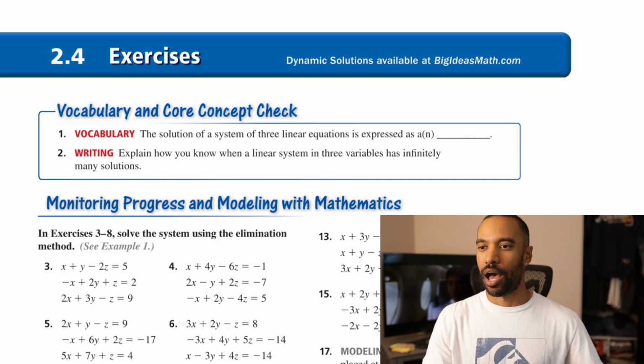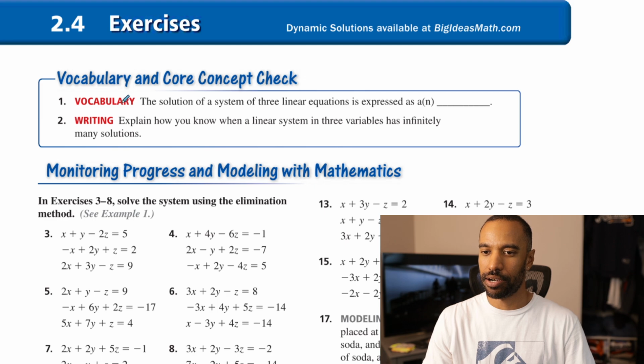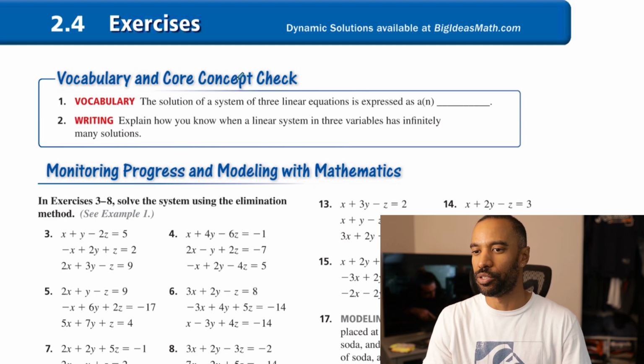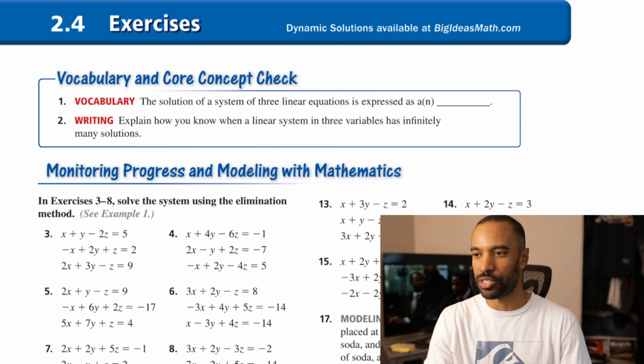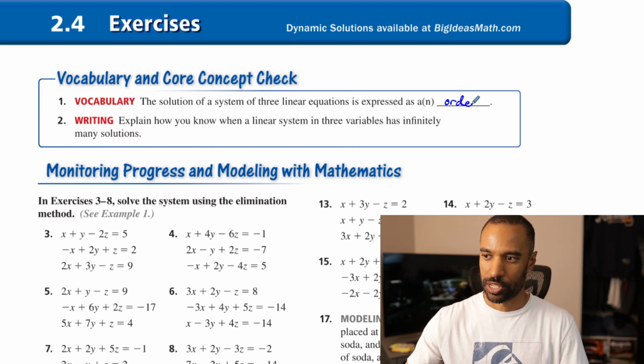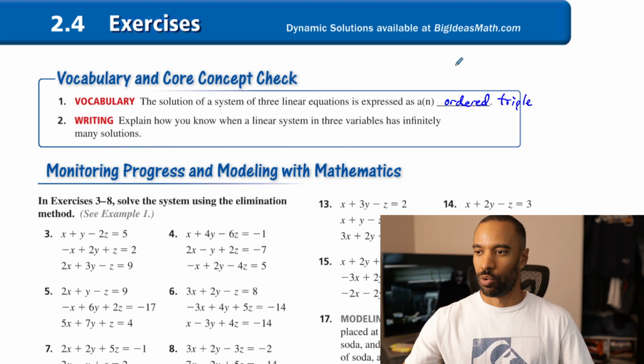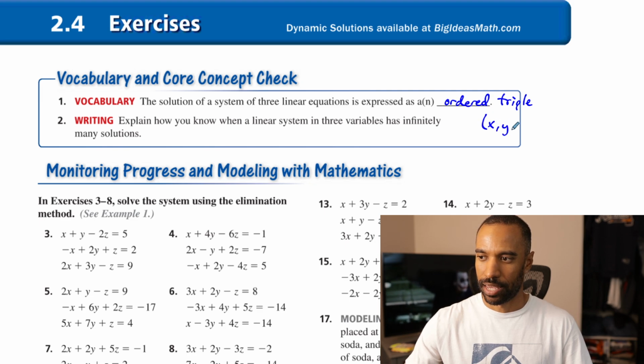Okay, let's start with the vocabulary and core concept check right here. Number 1, vocabulary. The solution of a system of 3 linear equations is expressed as an ordered triple. If it's a single solution, they said the solution. So an ordered triple. That is an x, y, z set like so.